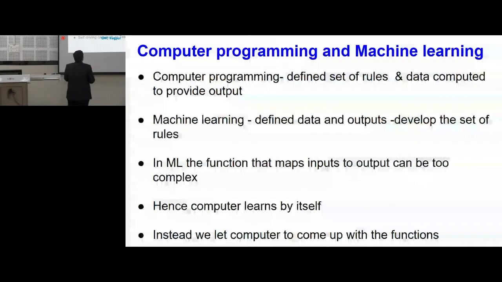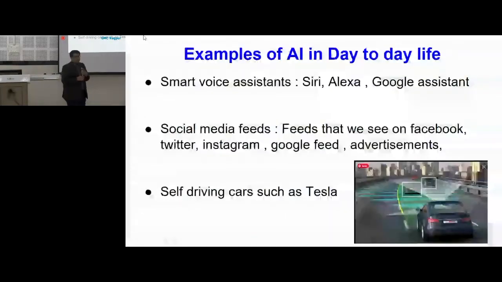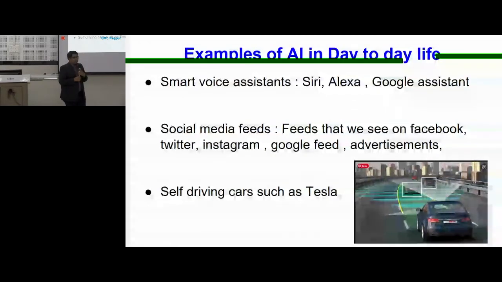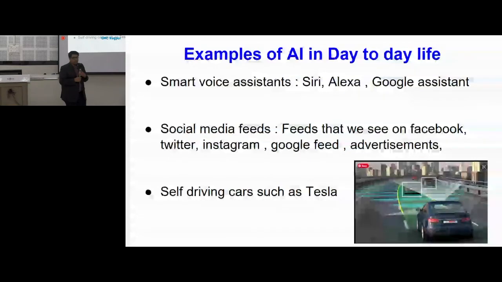So what are the examples of AI in day-to-day life? We have smart voice assistants like Siri, Alexa, Google Assistant. These are all based on machine learning, artificial intelligence. Social media feeds. Sometimes the Google search engine also gives us certain search advertisements. Facebook, Twitter feeds, everything is based on artificial intelligence.